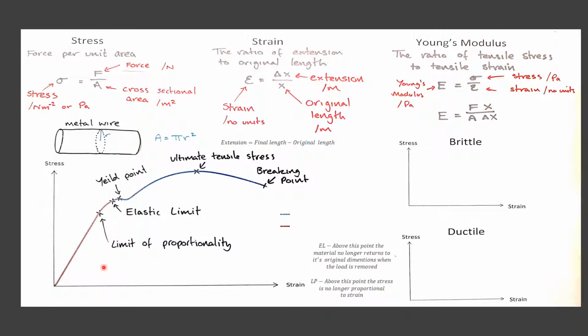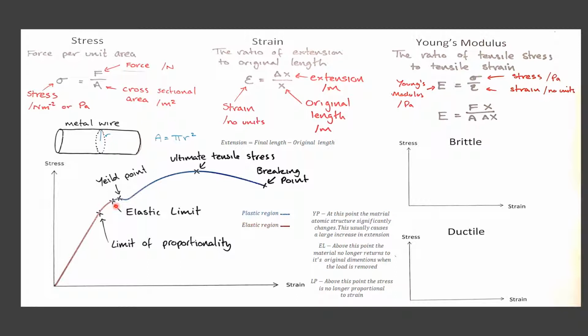The elastic limit. This point is usually above the limit of proportionality. Above the elastic limit, the material will no longer return to its original dimensions when the load is removed. Below the elastic limit is considered the elastic region. This is where elastic deformation happens. Above this point is considered the plastic region. This is where plastic deformation happens. Plastic deformation is when the material is permanently deformed and will not return to its original dimensions.